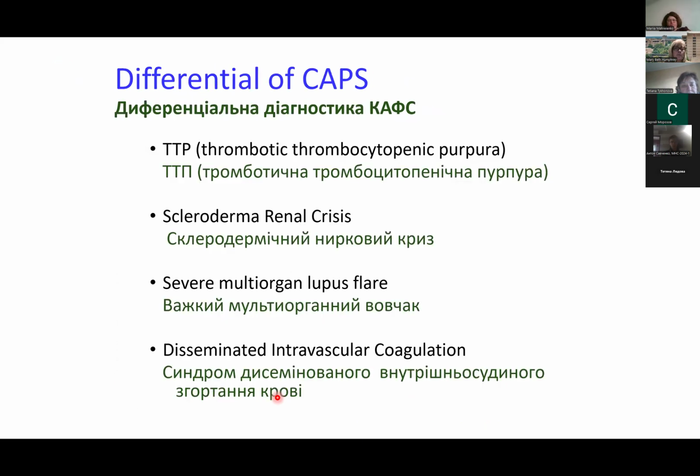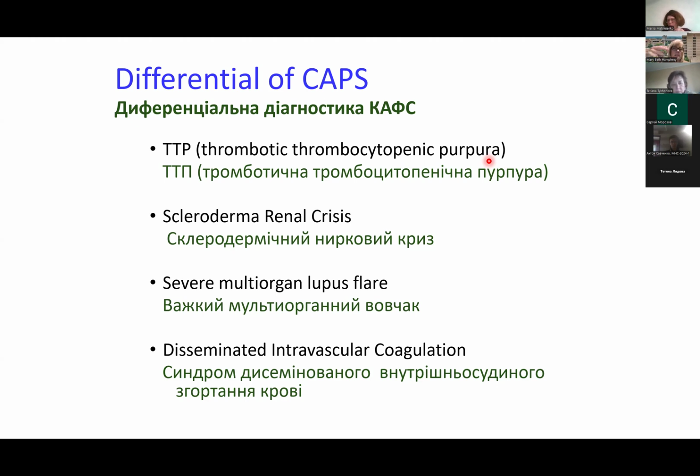So the differential for CAPS is pretty short, actually. Thrombotic thrombocytopenic purpura, the criteria for that are fever, renal insufficiency, mental status changes, low platelets, and anemia. And so you can see CAPS could definitely look like that, right? They may have hemolytic anemia, they may have thrombocytopenia, maybe they've had a stroke, or they have encephalopathy, and they have clots in their kidney. So it can be difficult to distinguish TTP from CAPS.